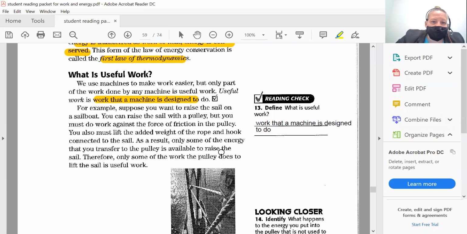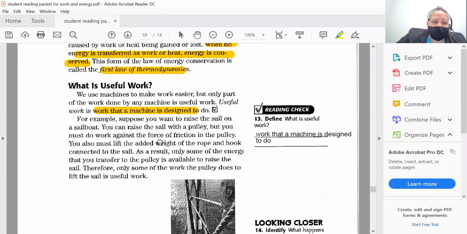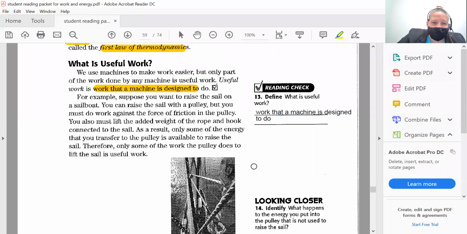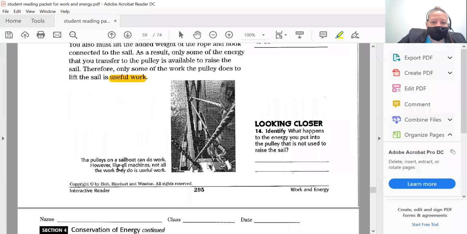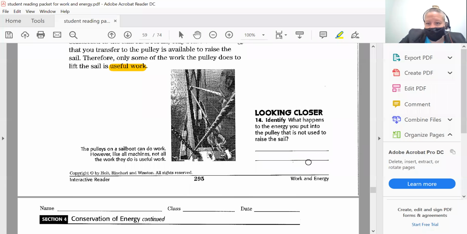Okay. For example, suppose you want to raise the sail on a sailboat. You can raise the sail with a pulley, but you must do work against the force of friction in the pulley. You must lift the added weight of the rope and hook connected to the sail. As a result, only some of the energy that you transfer to the pulley is available to raise the sail. Therefore, only some of the work the pulley does to lift the sail is useful work, right? Okay, the pulleys on a sailboat can do work. However, like all machines, not all work they do is useful work. What happens to the energy you put into the pulley that is not used to raise the sail?